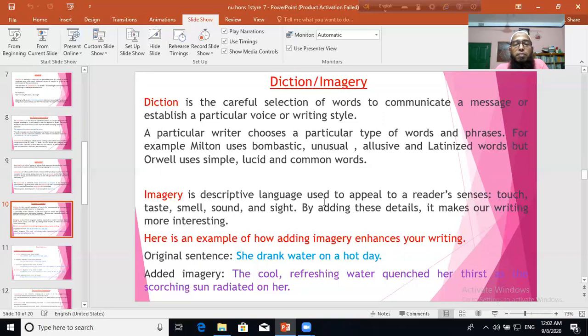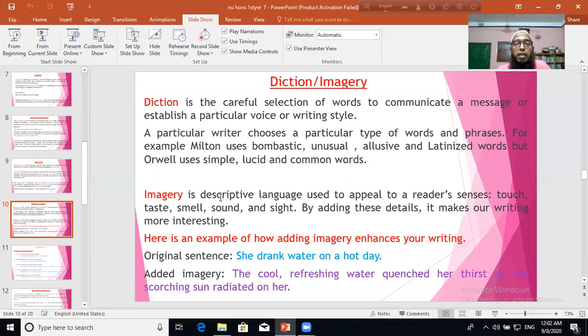Imagery is descriptive language used to appeal to a reader's senses. So touch, taste, five senses: touch, taste, smell, sound, and sight. By adding these details, it makes our writing more interesting. So why do poets or writers use imagery? Imagery has come from the word image. Image means picture. Picture in words, that is image.